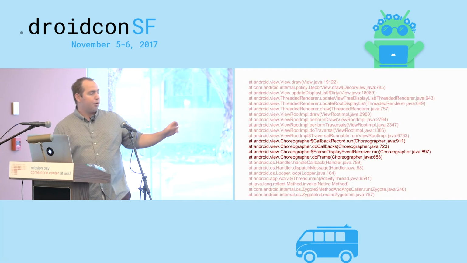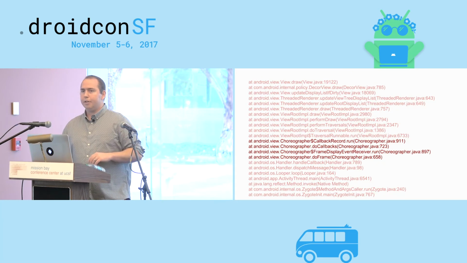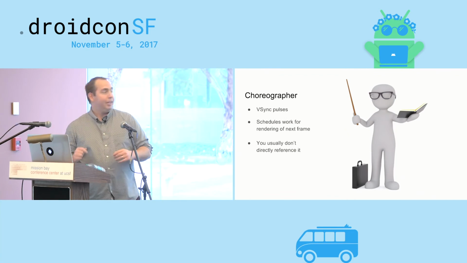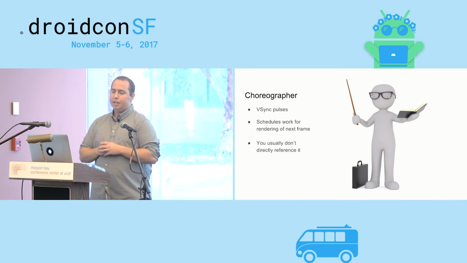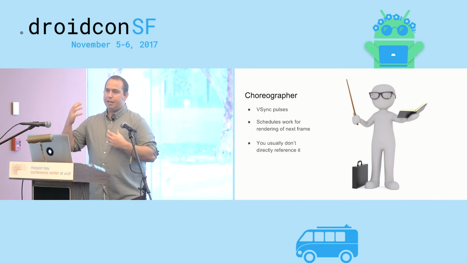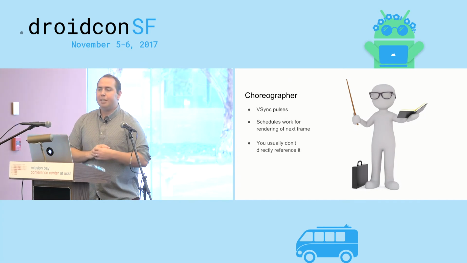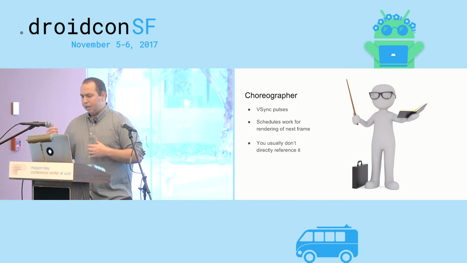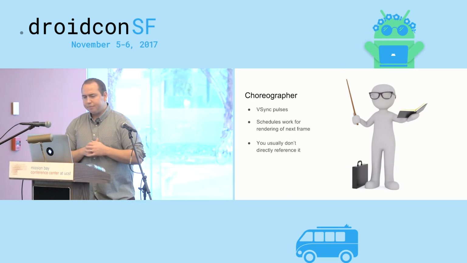Instead here, I want to focus on Choreographer. Does anyone know it? Does Choreographer sound familiar to any of you? Okay. For those who aren't familiar, the main point of Choreographer is to receive time pulses from vsync, right? The display refreshes at a given interval, and at a certain time it says, hey, it's time to update the display. So the Choreographer is the one receiving these updates and dispatching them to do things like animations and schedule work that is going to impact the next frame that's going to be drawn, right?